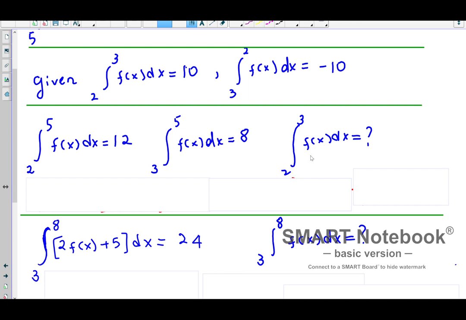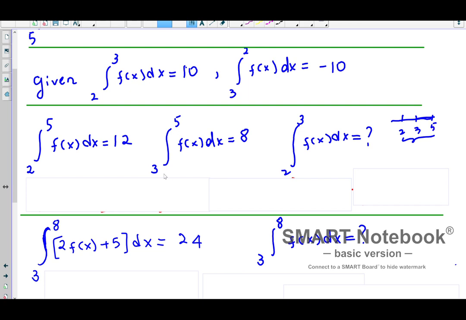For this question, take a moment, please. Pause the video here. So something to remember is the integral from 2 to 3 plus 3 to 5. So if you're going from 2 to 3 and then 3 to 5, that's the same as the integral from 2 to 5, right?